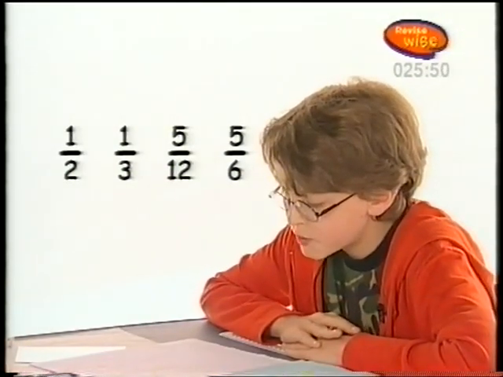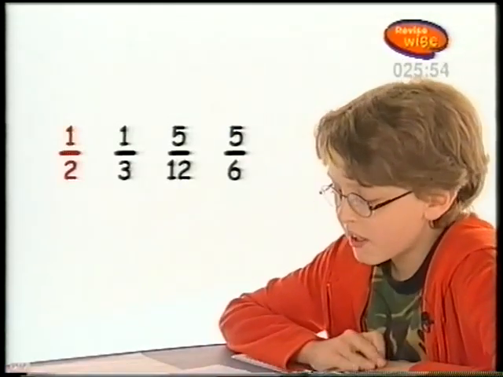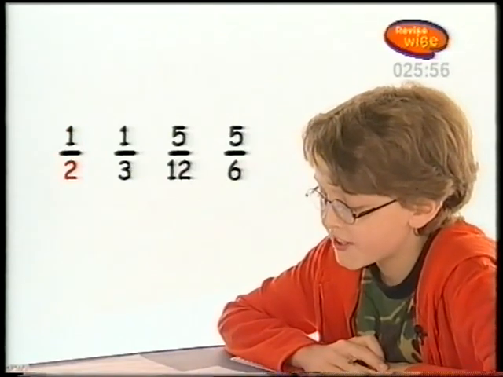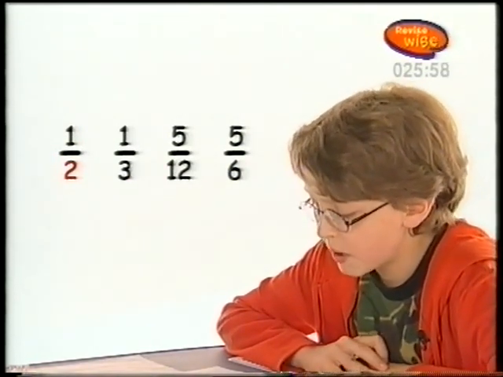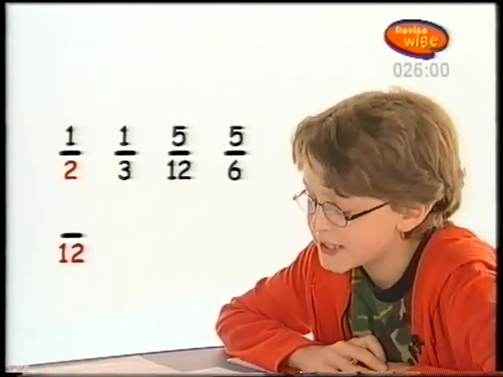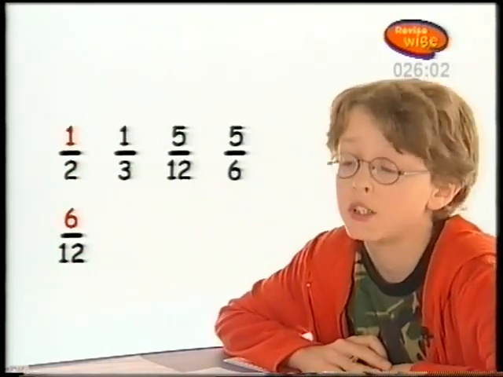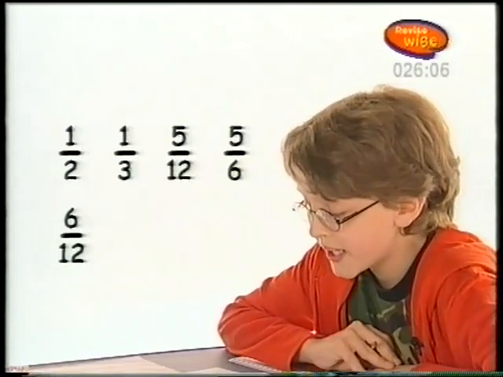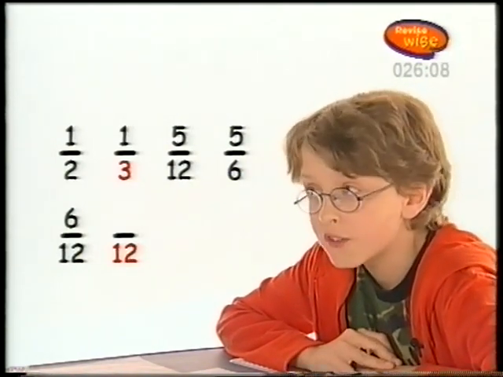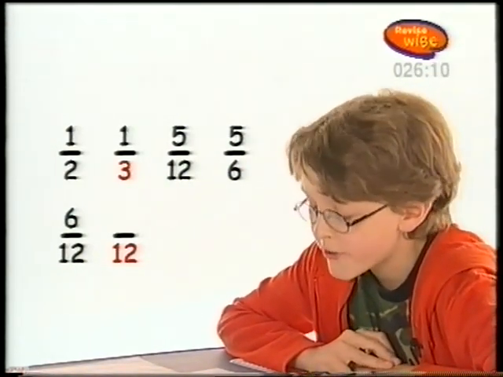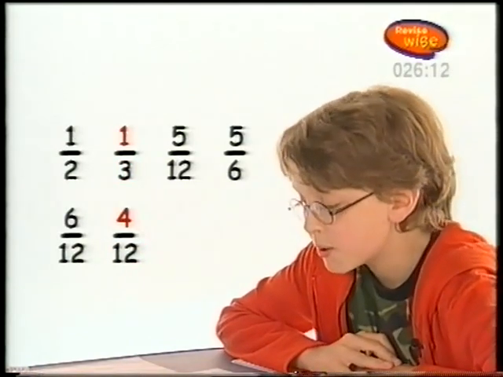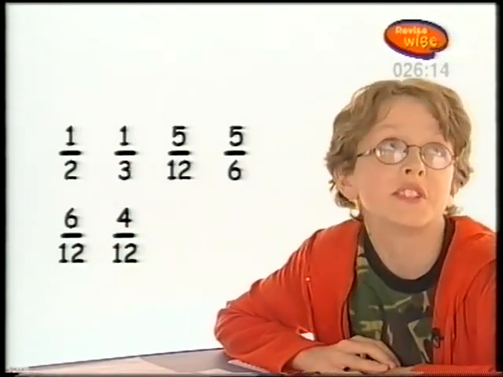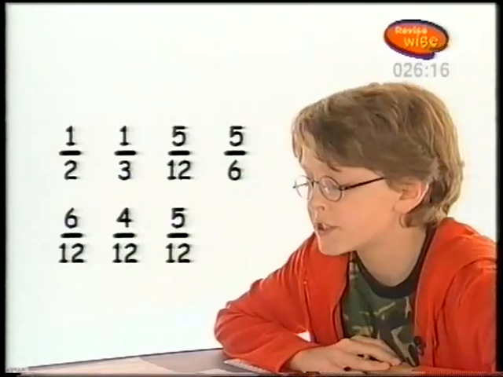How about 12ths? Try it. Right. With the 1/2, I have to multiply the denominator by 6 to get 12ths. So I multiply the numerator by 6 to get 6/12ths. With the 1/3, I multiply the denominator by 4 to get 12ths. So I multiply the numerator by 4 to get 4/12ths. The 5/12ths is already a 12th, so I can leave it alone.